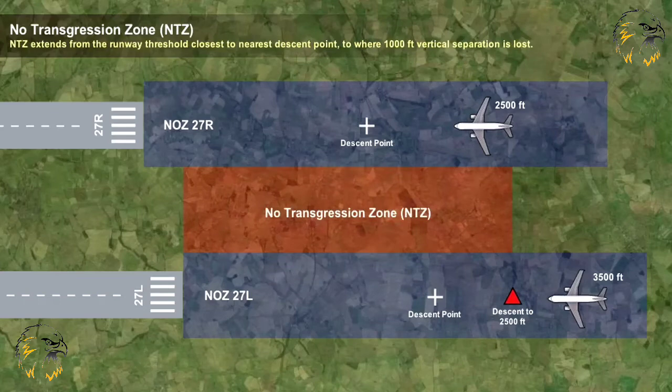The no transgression zone is the corridor of airspace of defined dimensions located centrally between the two extended runway centerlines, where penetration by an aeroplane requires a controlled intervention to maneuver any threatened aircraft on the adjacent approach. It extends from the closer threshold to the point at which 1,000 feet of vertical separation between the parallel approaches ceases. On the diagram, this extent is abeam the red triangle, which indicates where the southernmost aircraft will descend below 3,500 feet and thereby end the vertical separation between the aircraft.